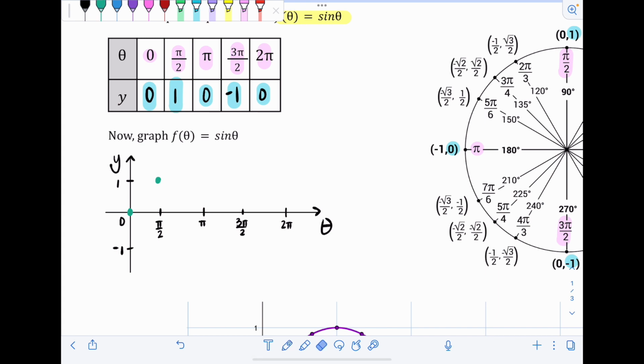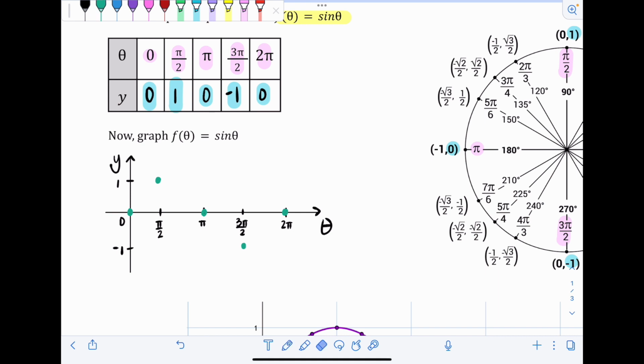And then our next point is pi, 0, so we would go over to pi, but we wouldn't go up or down at all since the y-coordinate is 0. And then our next number is 3 pi over 2, -1, so we'd go all the way to the right to 3 pi over 2, and then we'd go down 1. And then our last point is 2 pi and then 0. So we'd go to 2 pi, and then we wouldn't go up or down at all. We would just put a point exactly there since the y-coordinate was 0.